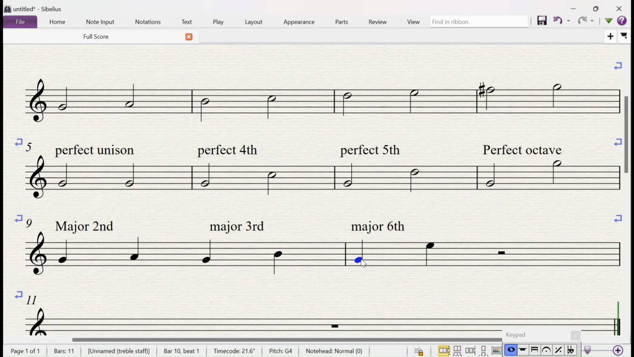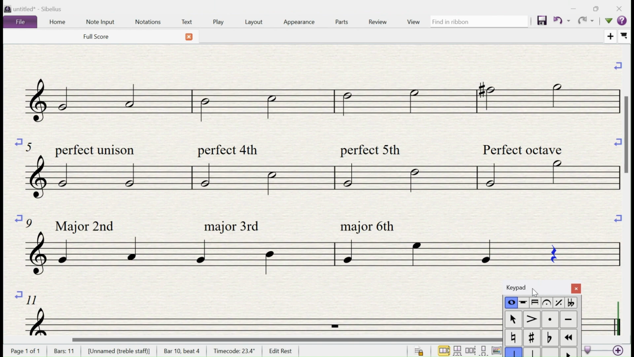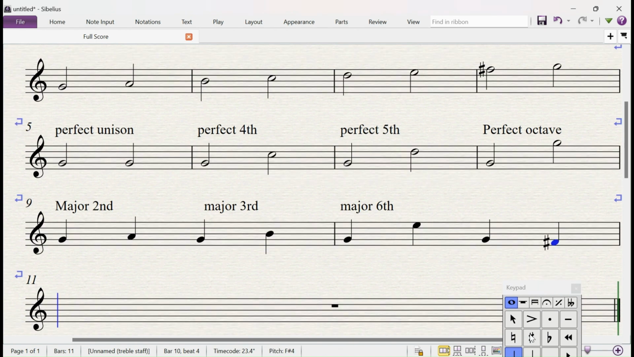And finally, G to the seventh note of the scale, which in this case is F sharp, carried up an octave. That is a major seventh.